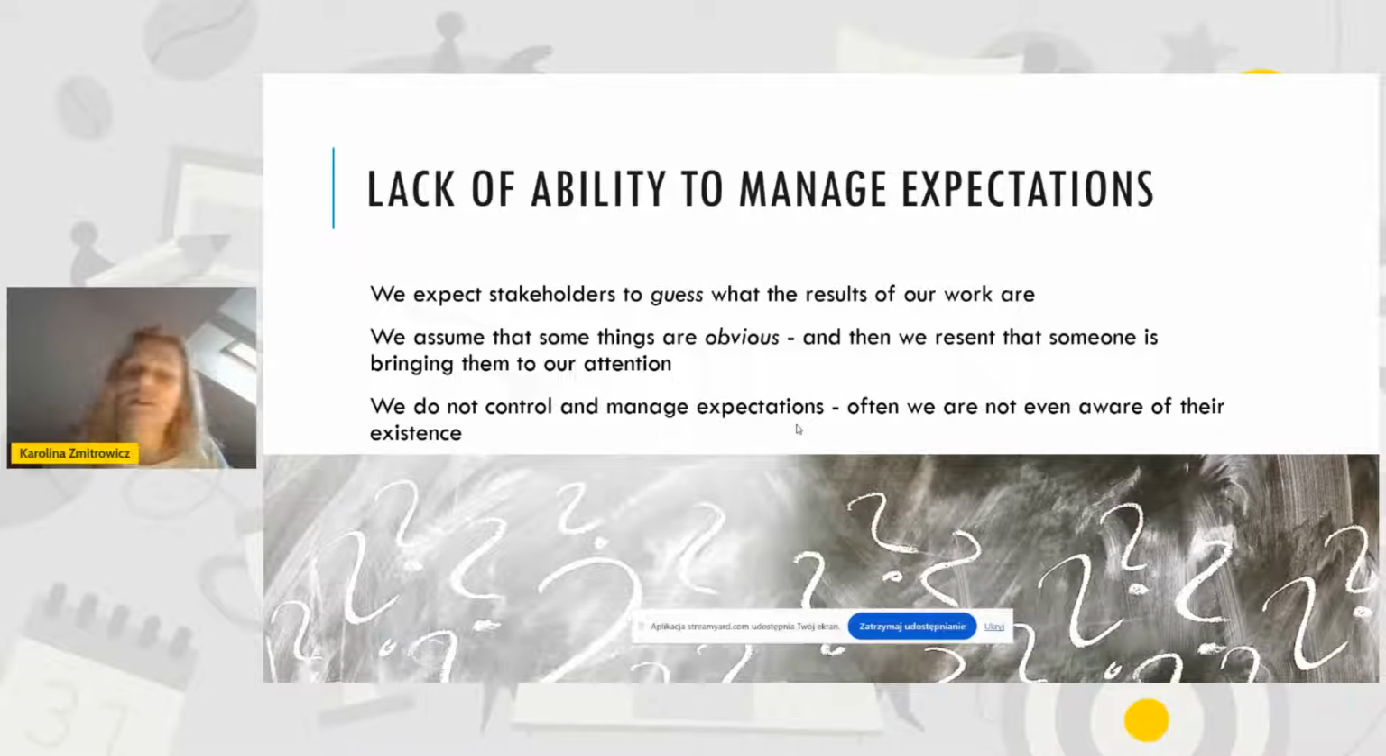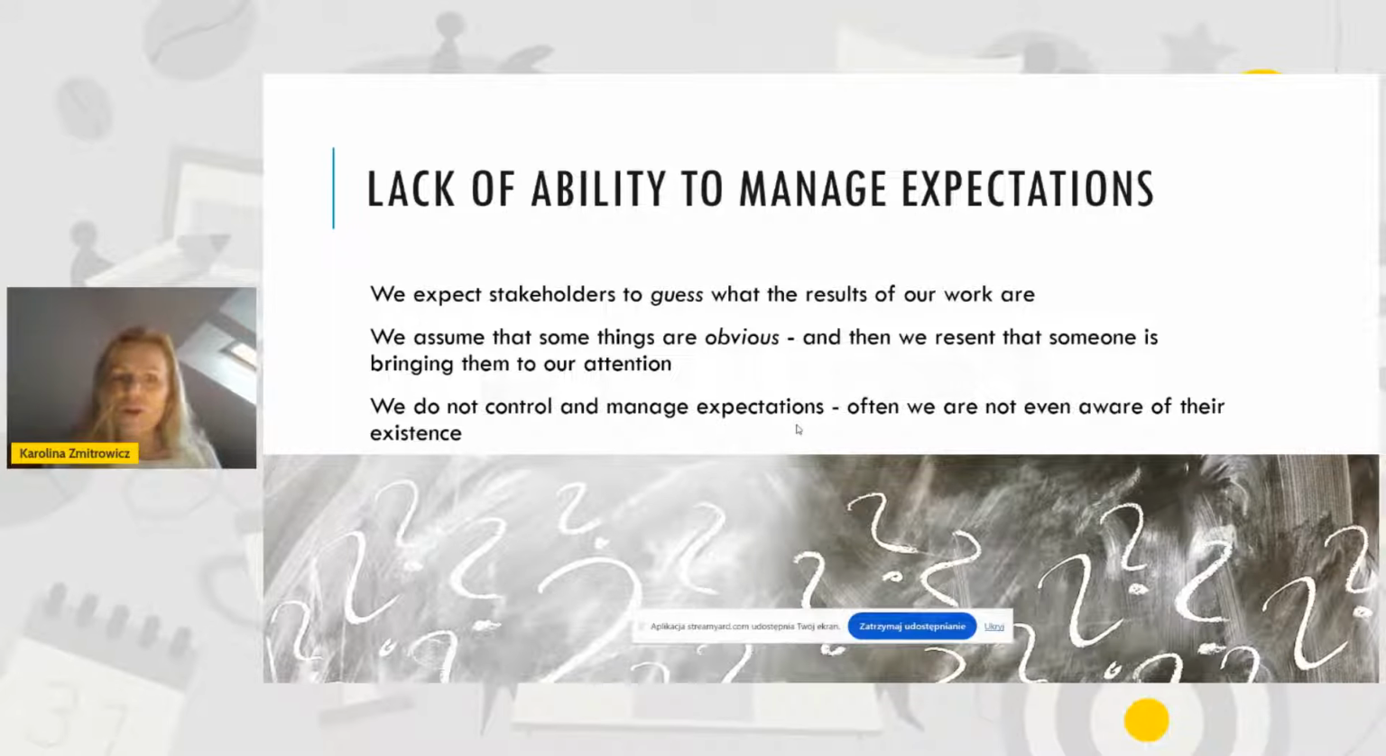And it's about, at first, understanding what the different expectations of our stakeholders are, which expectations will be feasible, which are not. And as soon as we know what the expectations are, we can manage them. The problem is that very often we are not managing expectations because we are not even aware that they exist. And in effect, we probably believe that stakeholders will guess what our plan is, what our approach to do the job is, what they can expect.